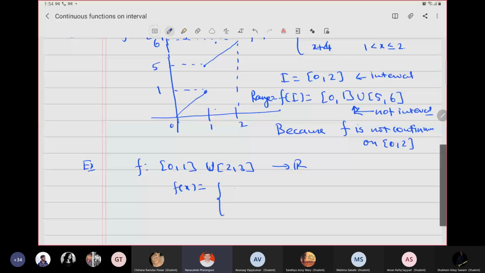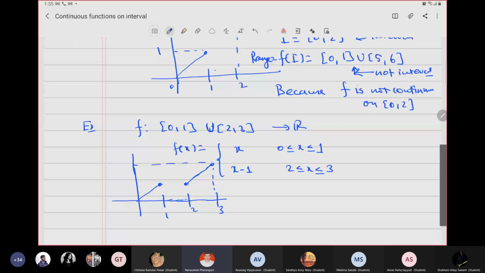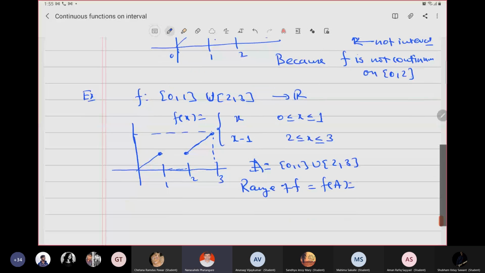Now what is the range? Here the domain is 0 to 1 union 2 to 3. What is the range of f? What is the range? 0 to 2. It is 0 to 2. Is it correct?